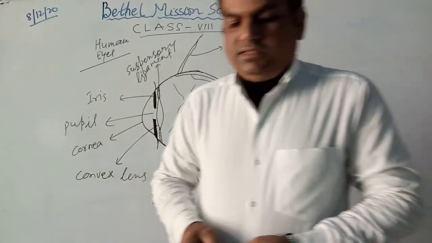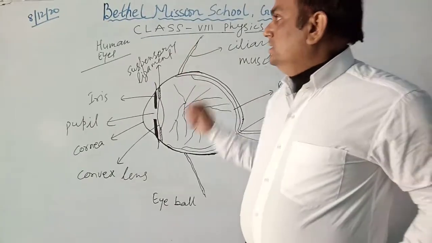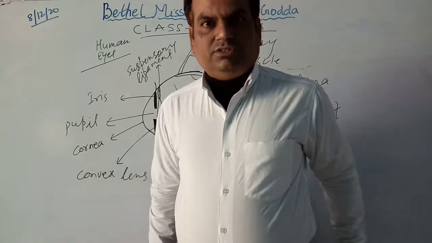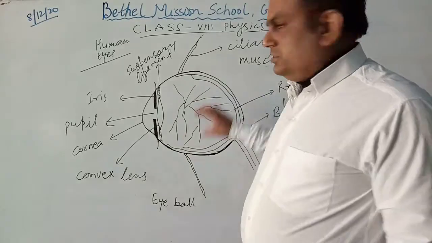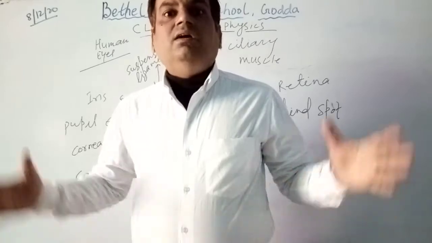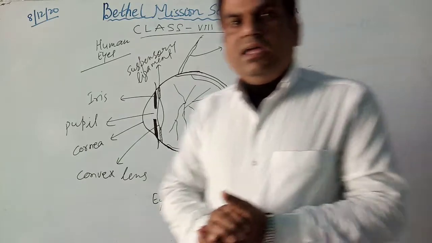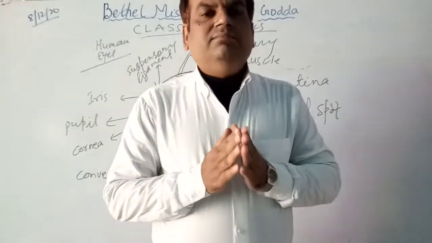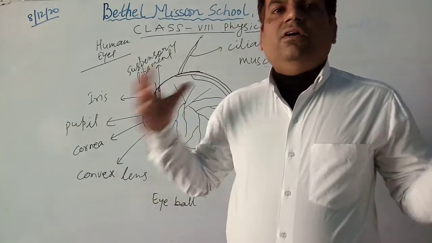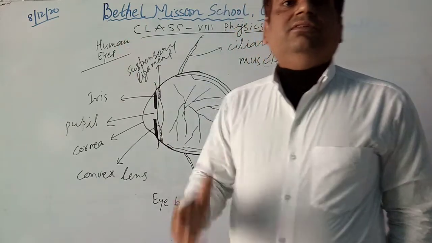As you know, we have five sense organs, and among these, our eye is very precious, because without the eye we cannot see the colorful world, what is happening around us. We cannot see it properly. That's why the human eye is a very important sense organ for all humans and all animals, because due to this eye they are able to see.